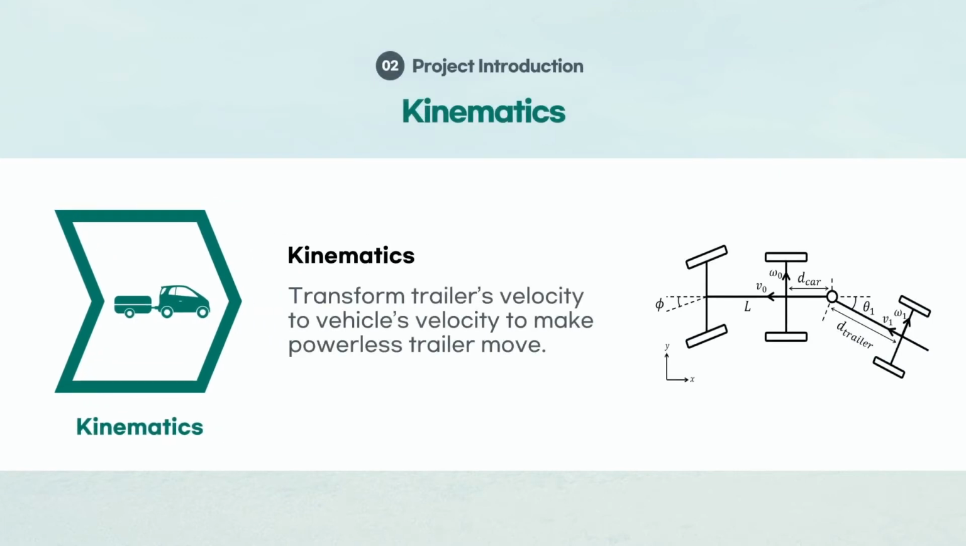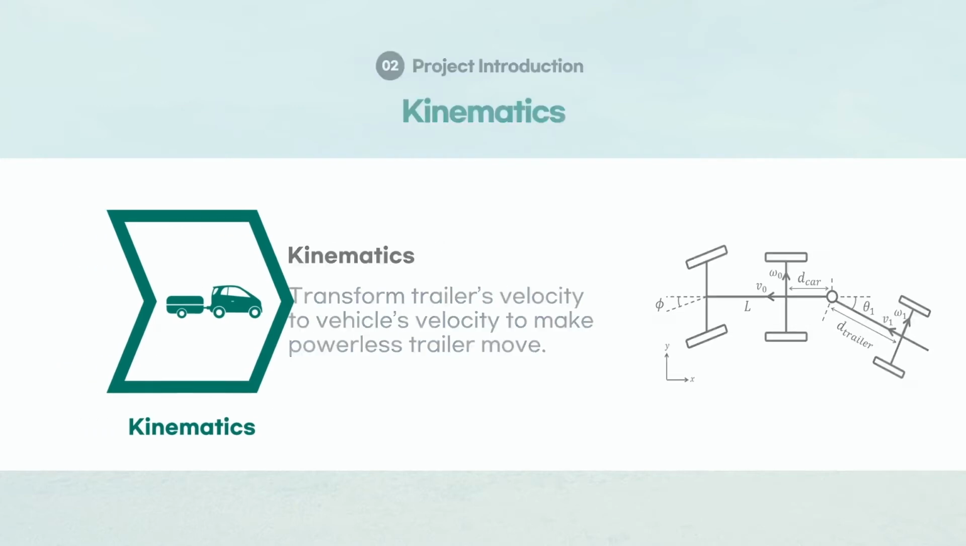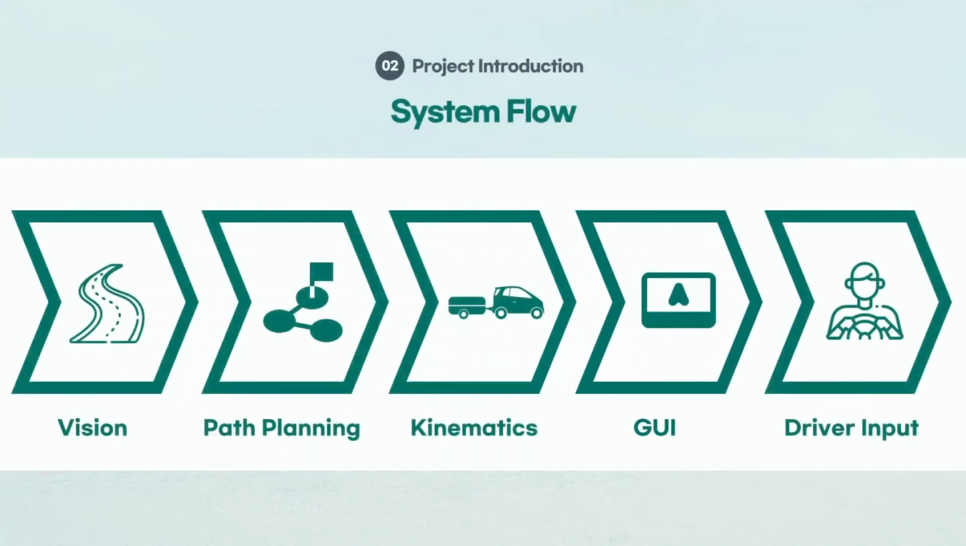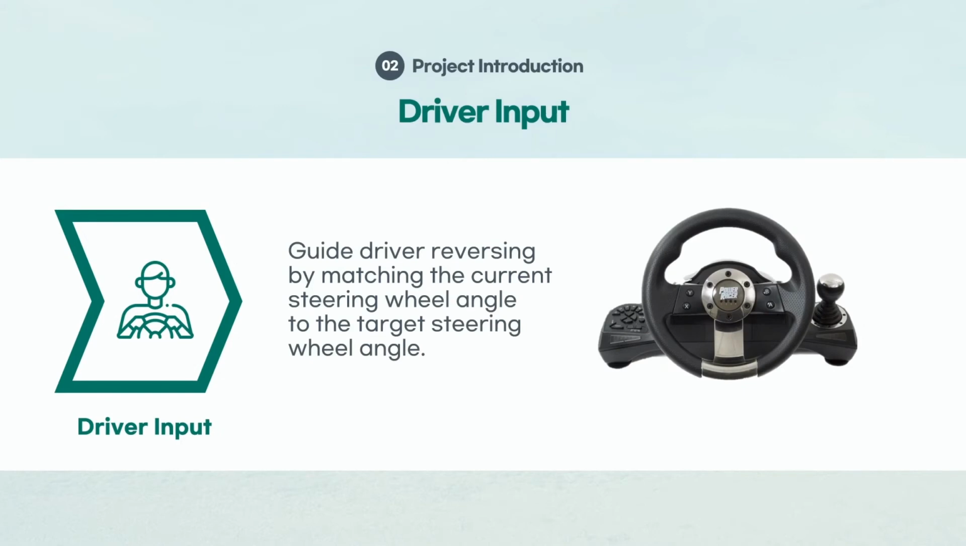To move a trailer without power, use vehicle mechanics to convert it to vehicle speed. The system provides a UI to compare the target steering angle with the current steering angle. If you are driving by comparing the handle angles in the UI provided, you can drive the desired path. Like this, our system is driven by the driver looking at the UI screen provided.